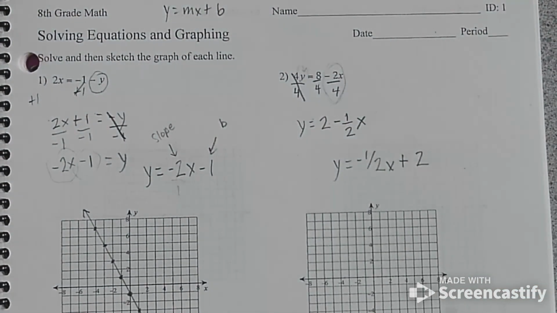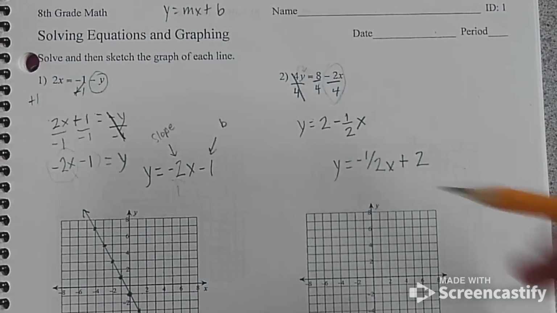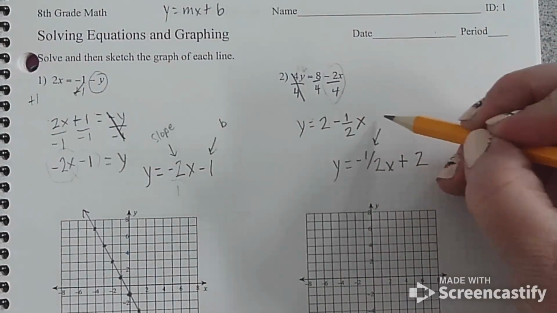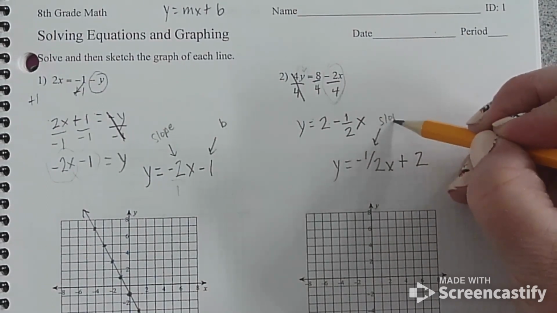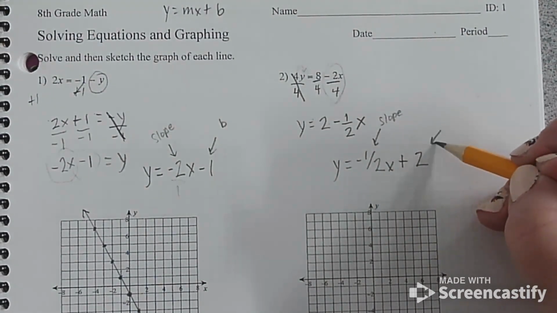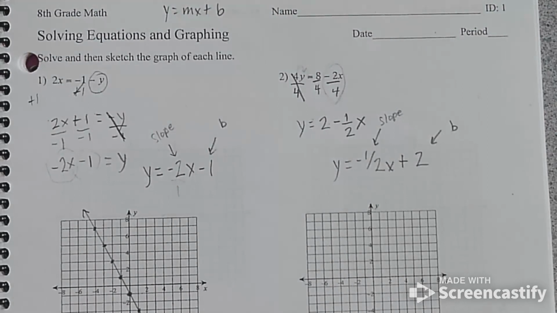Okay, now let's go ahead and put it into our graph again. This is slope, and this is b, where we're going to begin on our y-intercept. Okay, it's our y-intercept, our beginning point on our y.